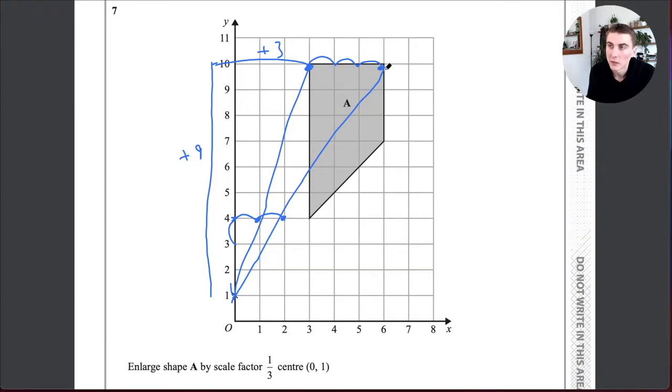So instead of coming down by 3, I'm only going to come down by 1. And from here to here, instead of coming down by 6, I'm going to divide that by 3, which is 2, so I'm going to come down by 2. And then I just join these up, and that's it. So here's my new shape.